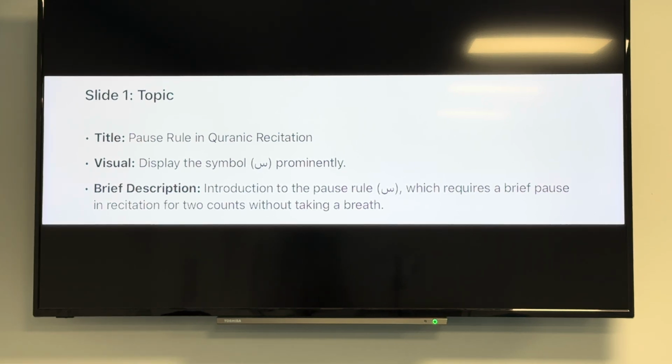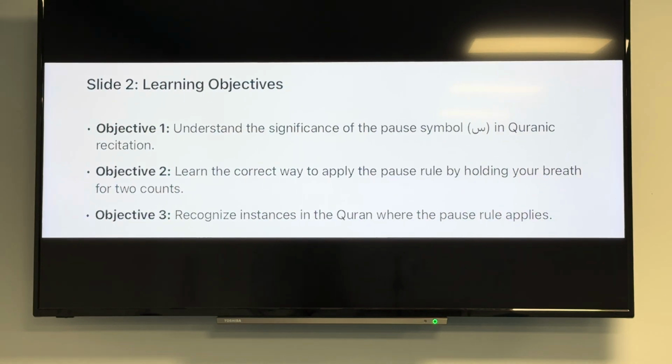Introduction to pause rule, which requires a brief pause in recitation for 2 counts without taking a breath. Alright, so we'll have a look at this. This is what we're going to be studying today, inshallah. And what's our learning objective for today? Understand the significance of this symbol in the Quranic recitation, and then learn the correct way on how to hold your breath. So this symbol requires us that we hold the breath.